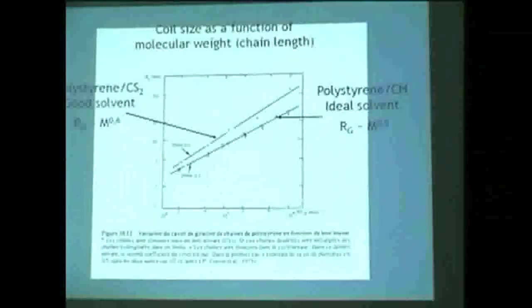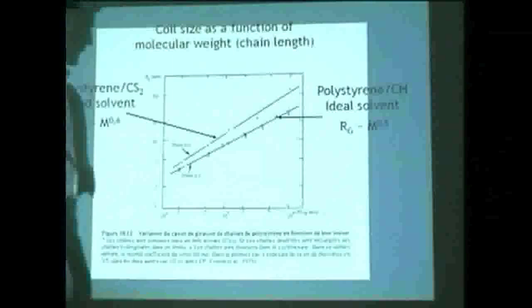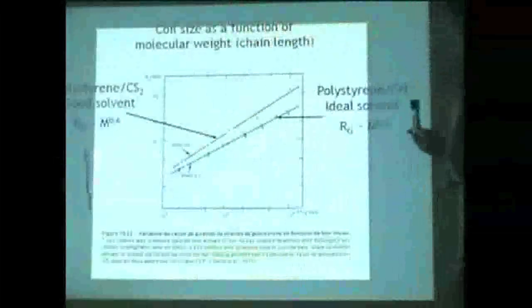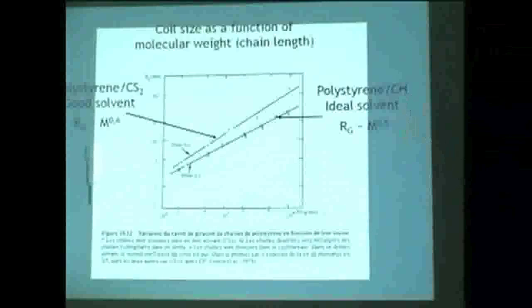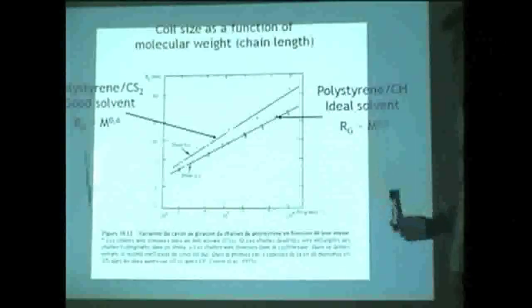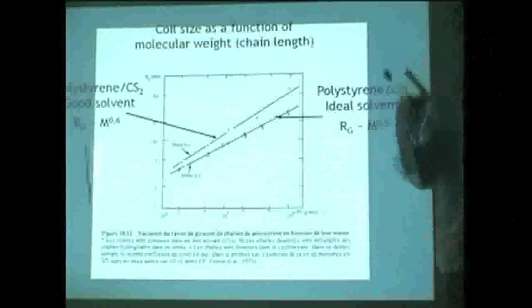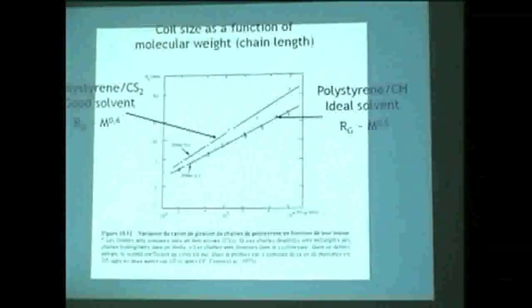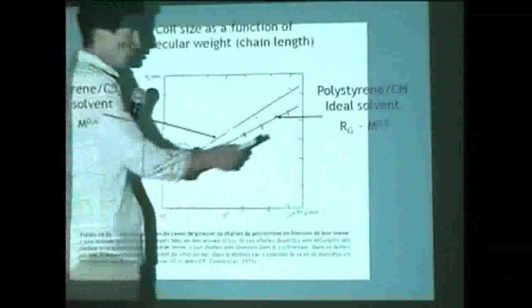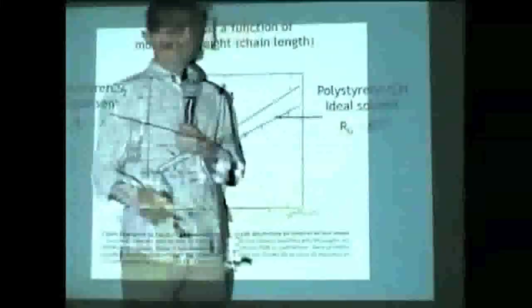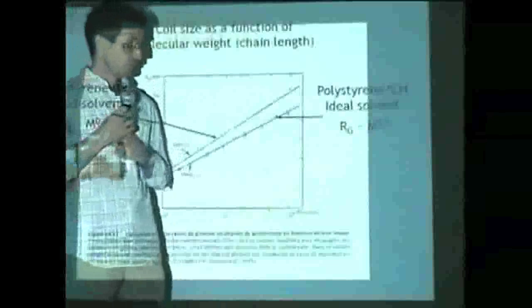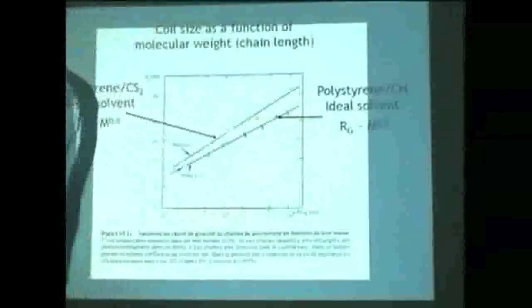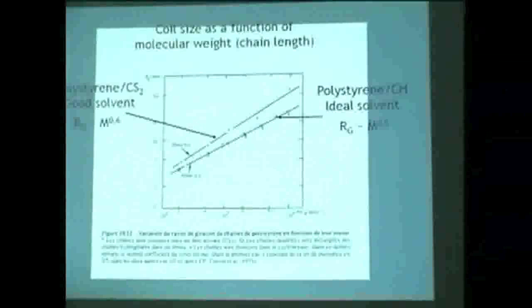So here are the experimental results. If you take, for example, polystyrene in cyclohexane at 35 degrees, if you look at the polymer handbook for the ideal solvent of polystyrene, you will find out that experimentally it was proven that cyclohexane is an ideal solvent for polystyrene at the temperature of 35 degrees C. This is an experimental fact.